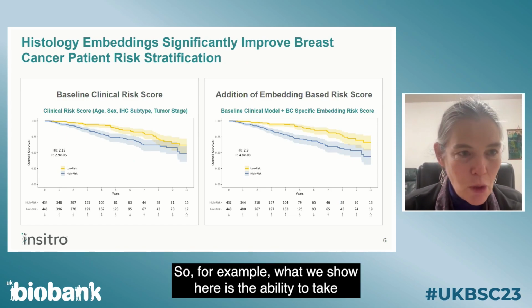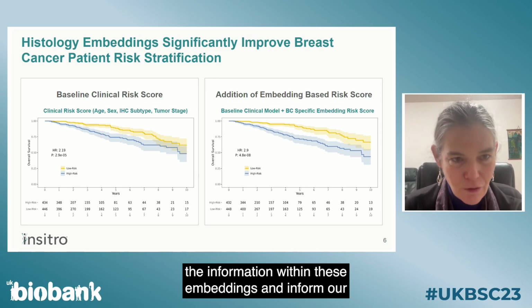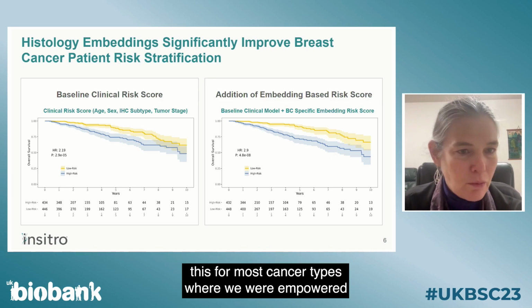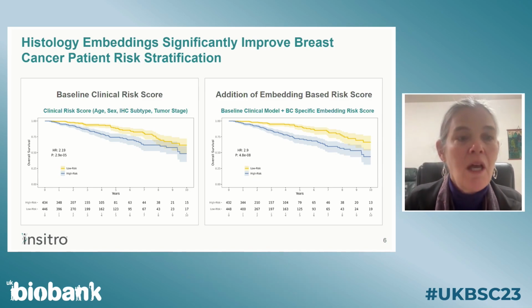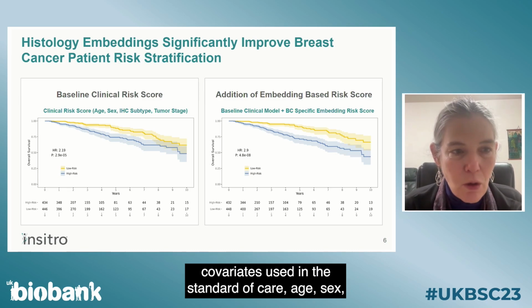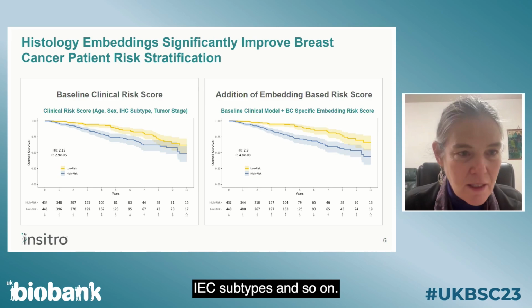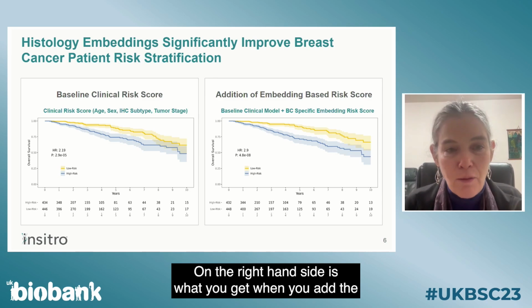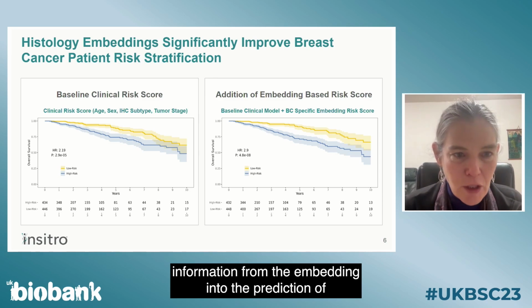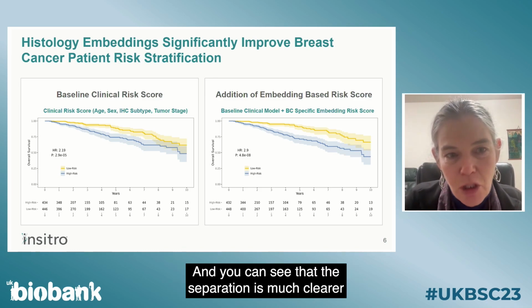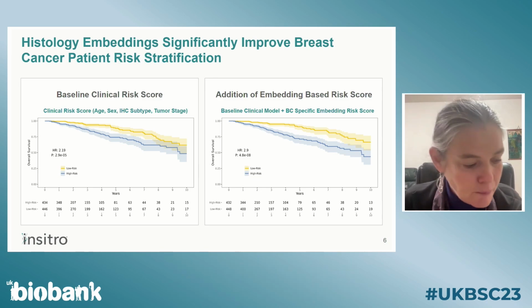So, for example, what we show here is the ability to take the information within these embeddings and inform our understanding, our ability to predict cancer outcomes. What you see here, this is in breast cancer, but we've done this for most cancer types where we were powered for this type of discovery. On the left, you see a standard Kaplan-Meier curve that shows the clinical risk using the standard clinical covariates used in the standard of care, age, sex, IHC subtypes, and so on. And you can certainly see separation between high risk and low risk using those covariates. On the right-hand side is what you get when you add the information from the embedding into the prediction of the clinical outcome. And you can see that the separation is much clearer with a much better p-value and a much better goodness of fit.